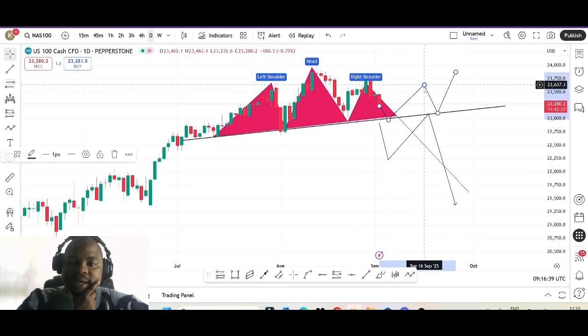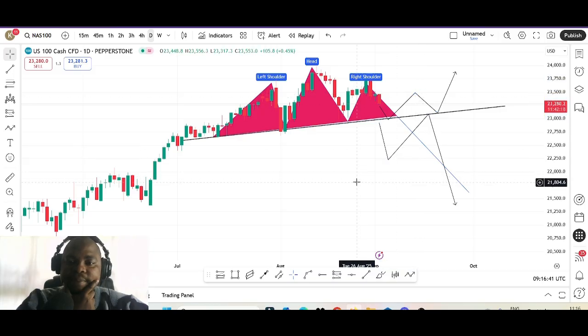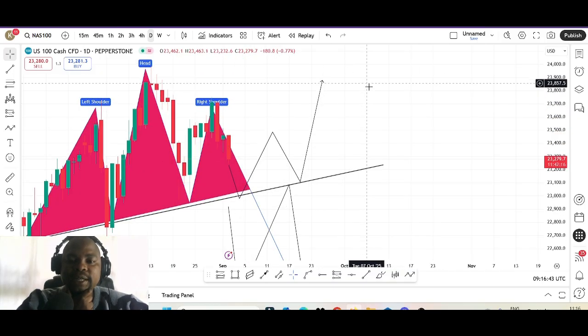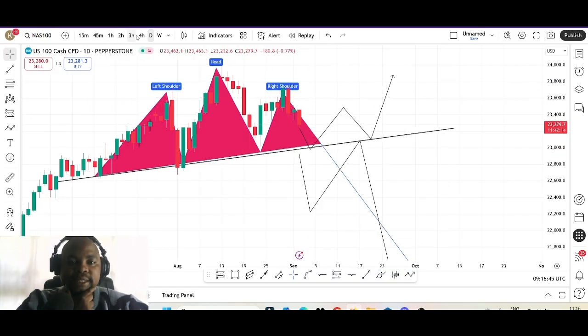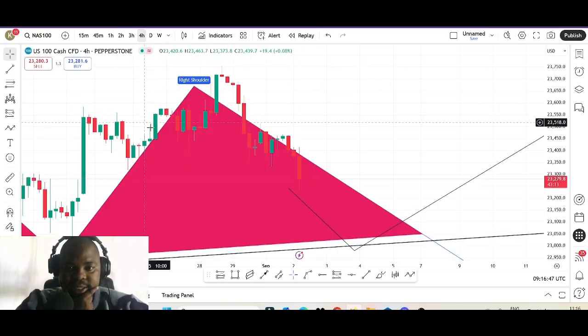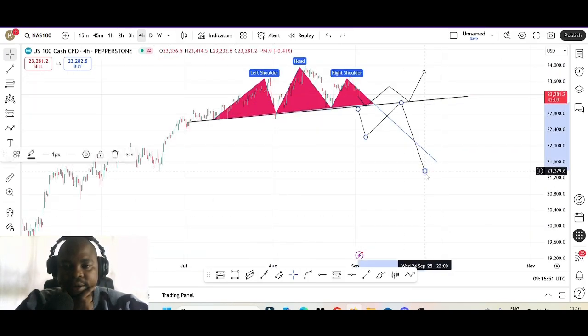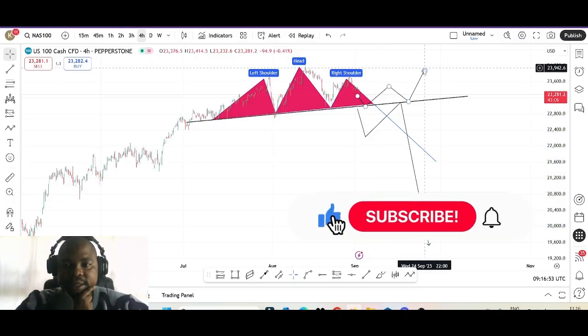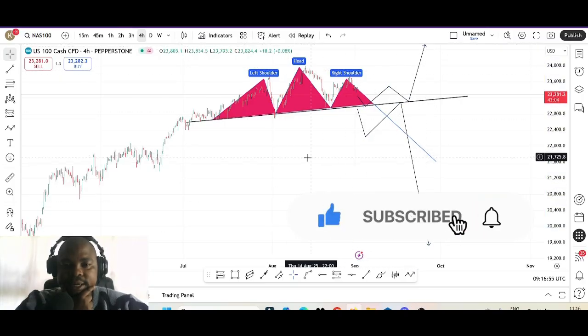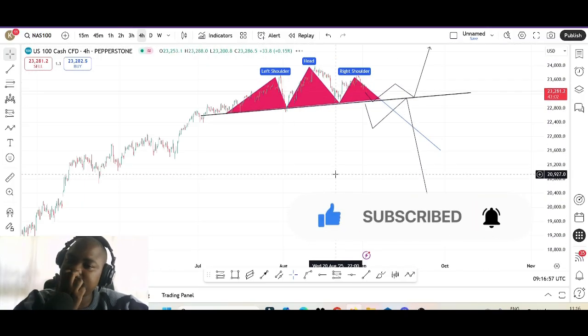I'm looking for buys on the neckline. If this doesn't happen, I'm looking for buys on the neckline. As clear as that. But if it happens, I'm selling hard.